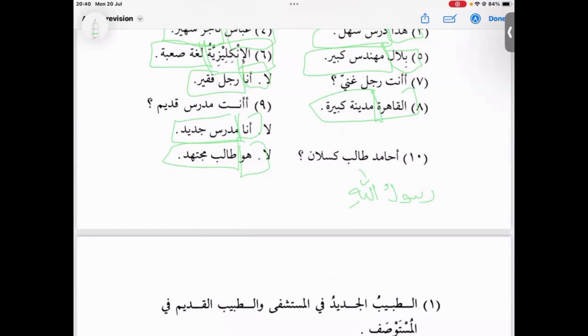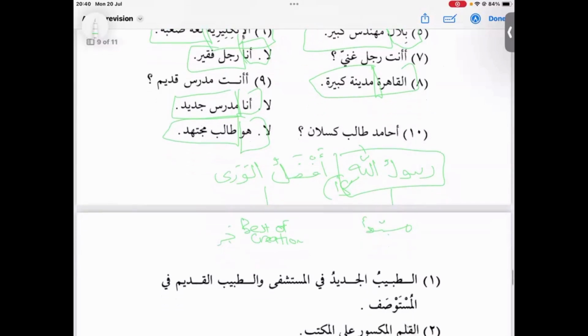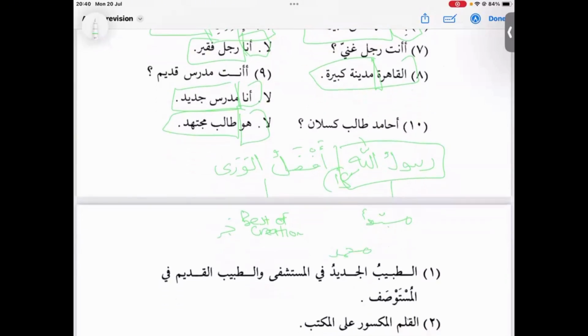Example, Rasulullahi afdalul wara. Rasulullah is the first part, it's the mubtada. Rasulullah is afdalul wara, the best of creation. That is the khabar. Or you can make Rasulullah the second part of the sentence. You can say Muhammadun Rasulullah. There Muhammad is the mubtada and Rasulullah is the khabar.